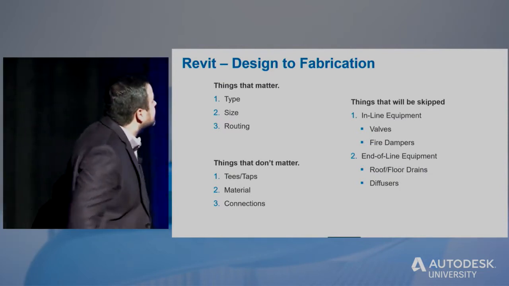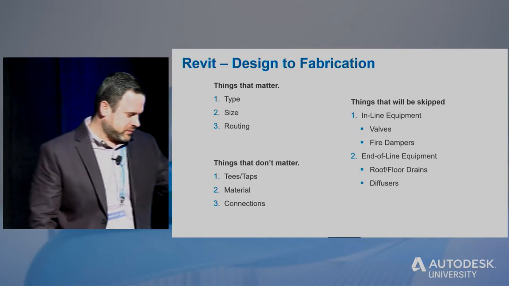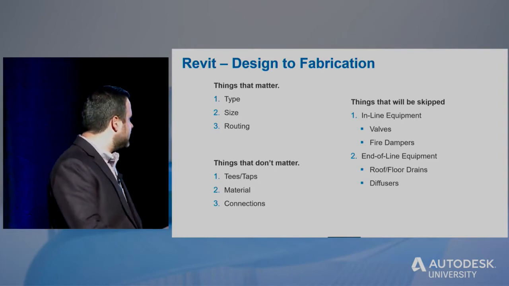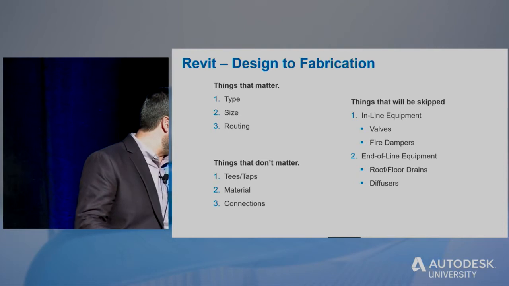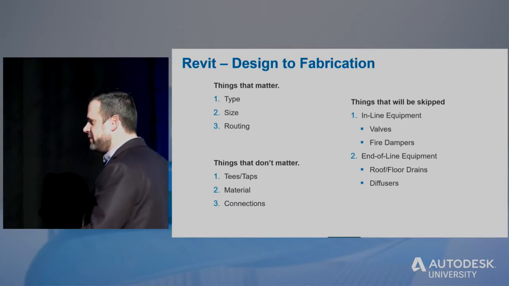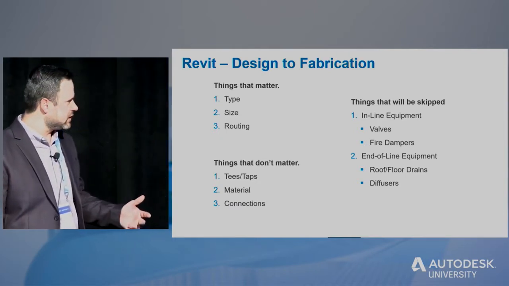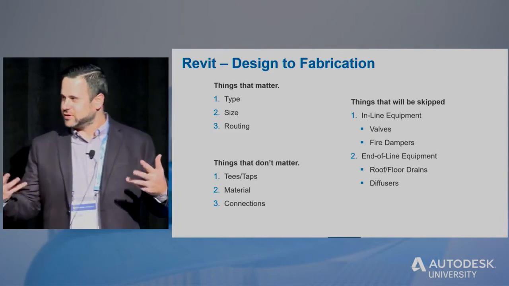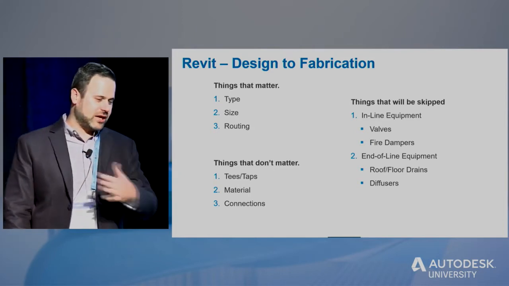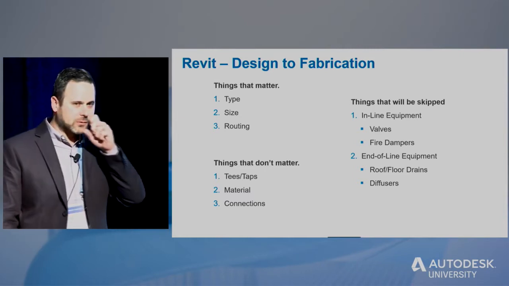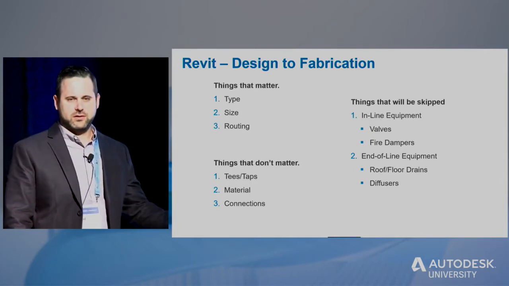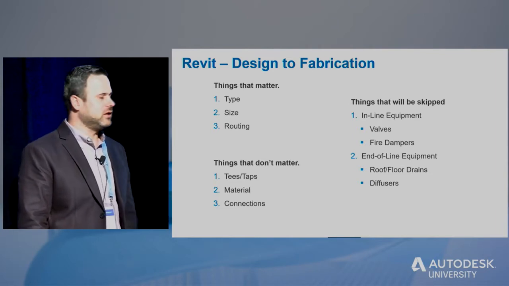Kind of the first slide here is what matters when you're converting from Revit to fabrication parts: type, size, routing. It doesn't matter if it's a tee or a tap, whether it's carbon steel or PVC, or what connection type it is. I put that up there because it's really easy for your tradesmen to get bogged down by what's in the Revit model, if it's a family. If you just draw generic content, a 4-inch round is a 4-inch round. When you convert it to the fabrication database and the service, that's when you've already figured out what's going to be in the project and you can convert it into that.